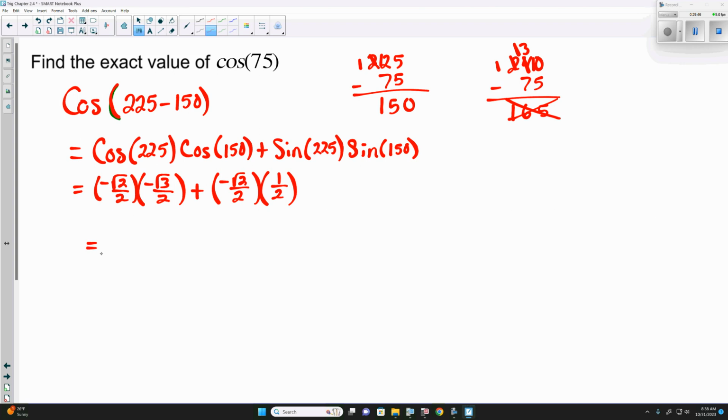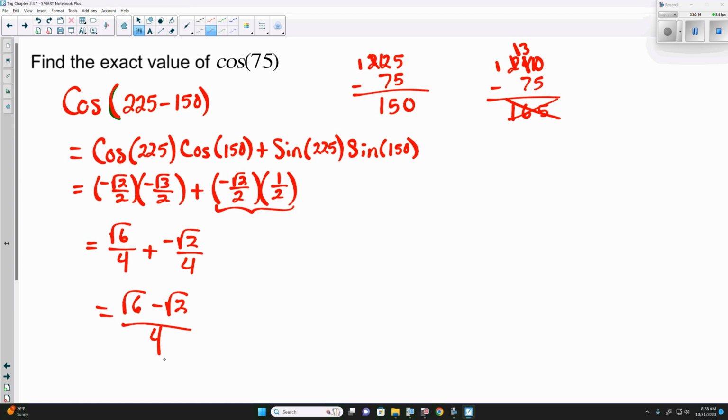Negative square root 2 over 2 times negative square root 3 over 2 is square root 6 over 4. Here we have a negative times a positive, which is going to change this to a negative. Or we can just say plus negative square root 2 over 4, which is telling us we have square root of 6 minus the square root of 2 all over 4. Questions on this here?